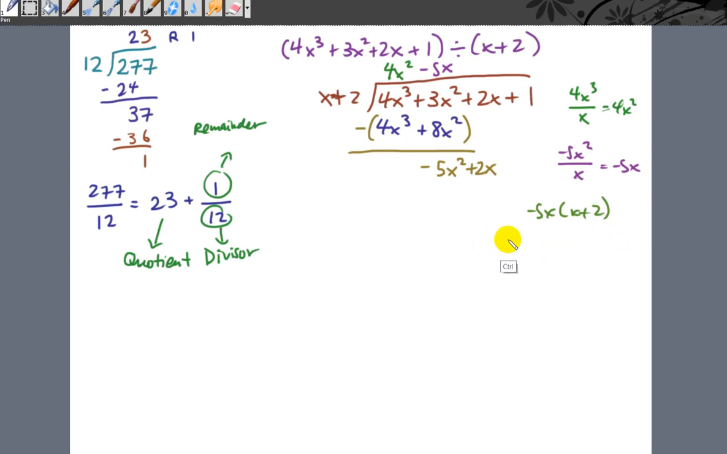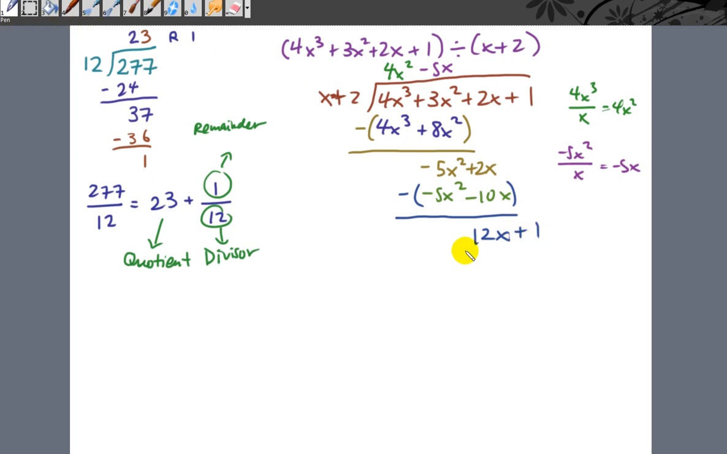When we do that, it's going to be placed down here. So we get negative 5x squared and a minus 10x. We need to subtract this and put parentheses, distributing the minus sign. When we distribute that minus sign, this turns to a plus, so this doesn't cancel. We get 2x plus 10x, which is a positive 12x. We're going to bring this down, and then we have a plus 1.